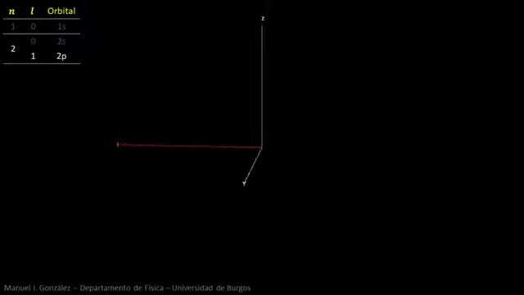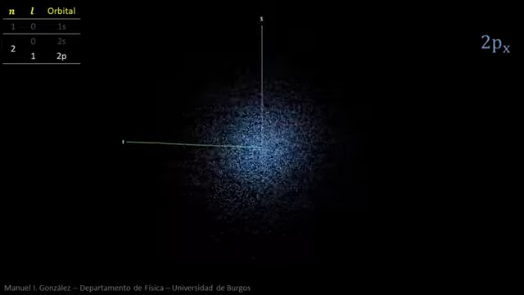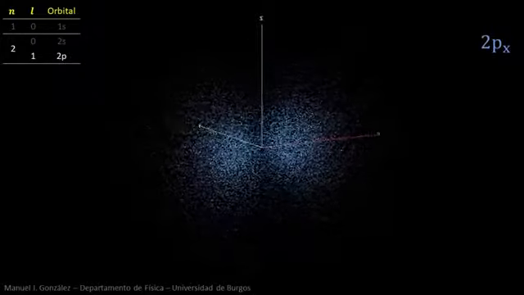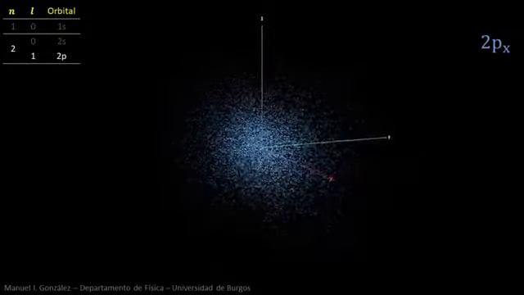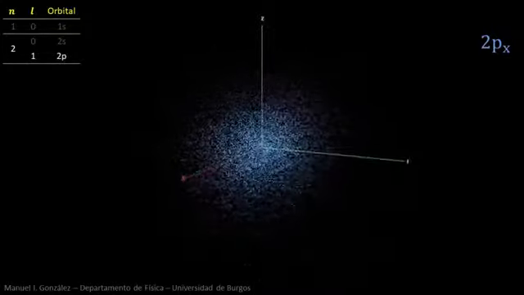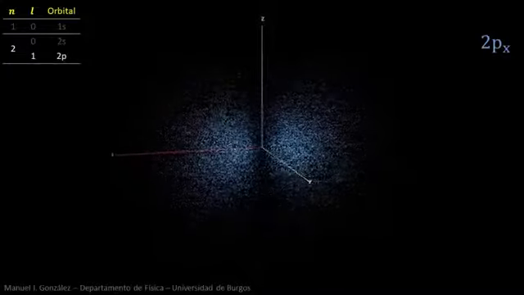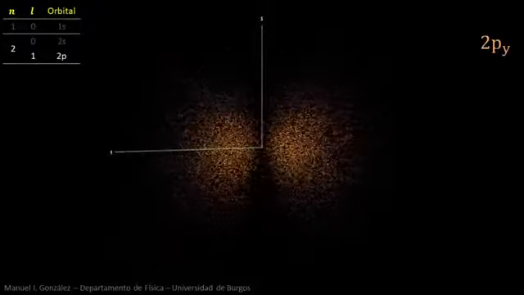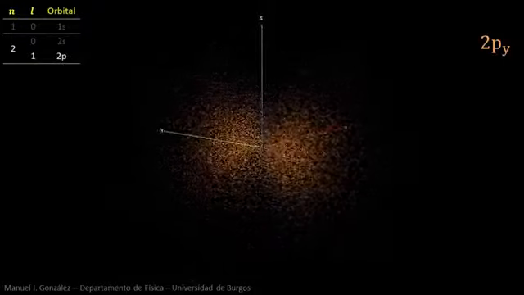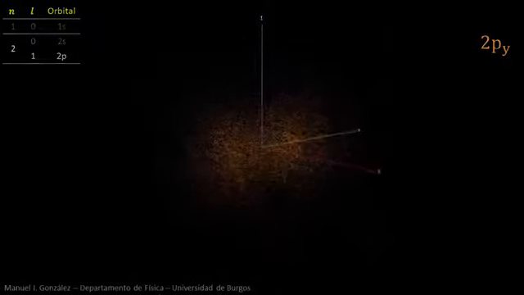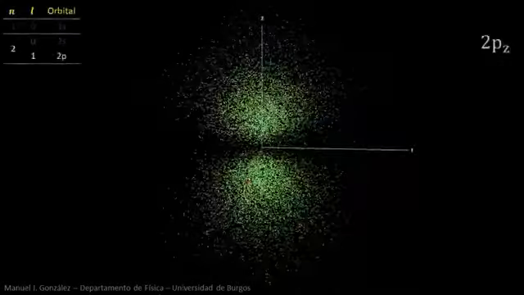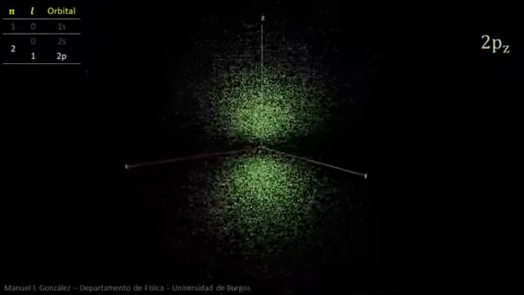Quantum number L equal 1 gives rise to 3 orbitals called 2p. This is one of them. It consists of 2 lobes which we can consider aligned along the x-axis. The second one, 2py, lies along the y-axis. Finally, this is the 2pz orbital.